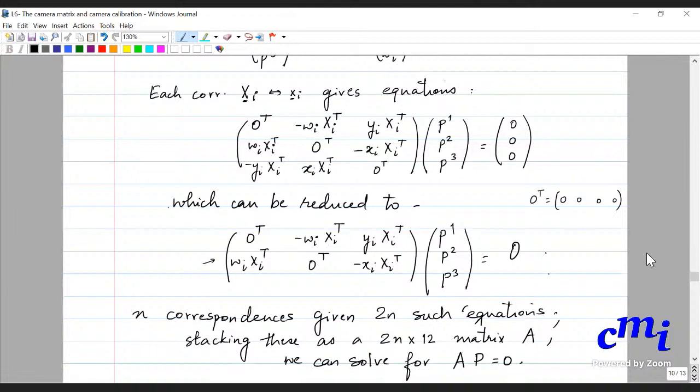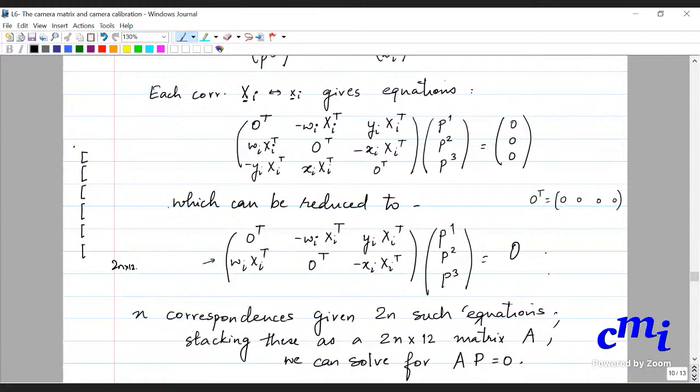Okay. And then we solve for AP equals 0. So we form this matrix A by stacking up all these equations. Two equations from the first correspondence, two from the second correspondence, two from the third correspondence, and so on. Correct? So each time this is going to be a 2 by 12 matrix. Right? So 2 by 12, 2 by 12, 2 by 12, and so on. These are 6 correspondences. Then you will get a 12 by 12. But if you take n correspondences, you will get 2n times 12.